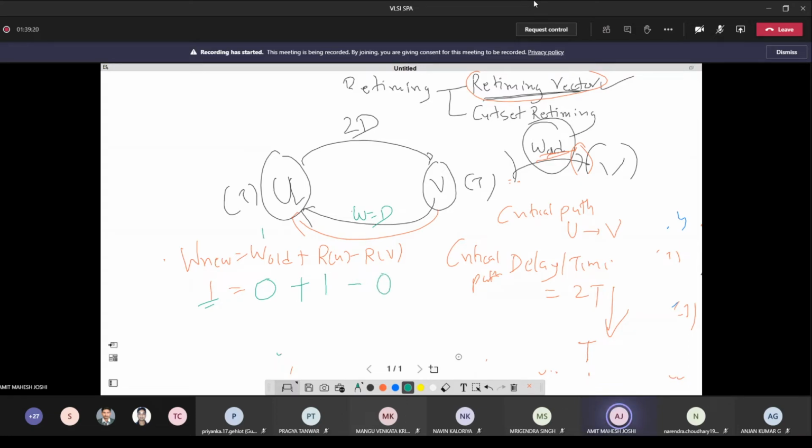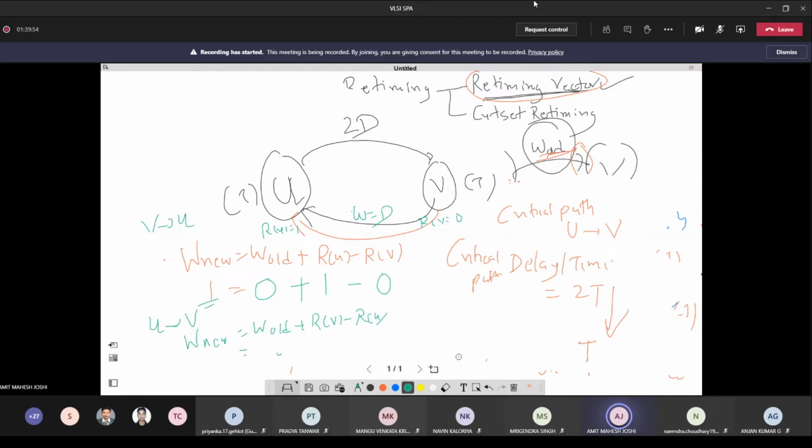Okay. So I consider RU is equal to 1, RV is equal to 0. So this I applied for U to V. Now apply this for V to U. Now apply it U to V. So the retiming vectors are now fixed. That means W new is equal to W old plus RV minus RU.